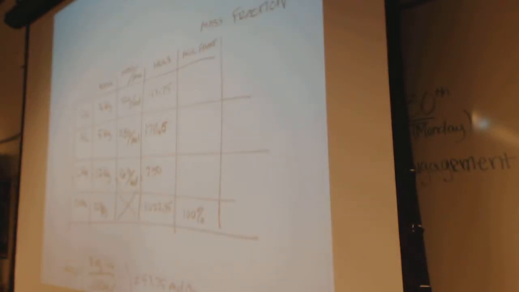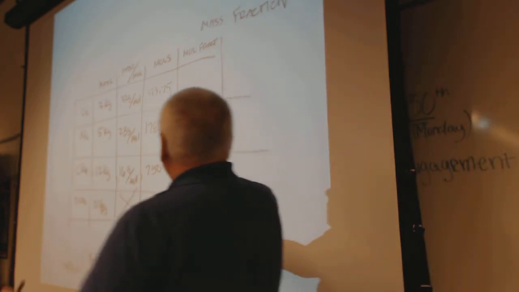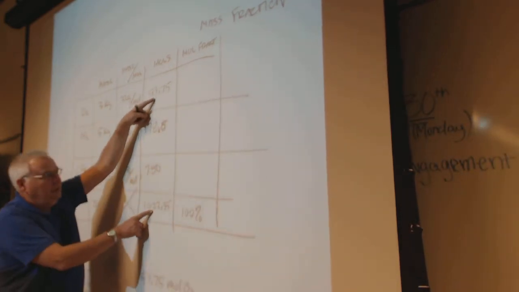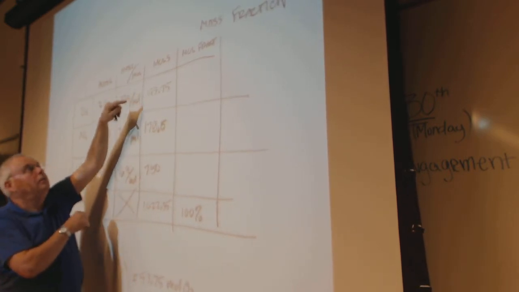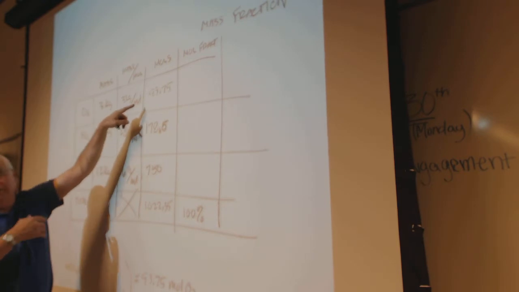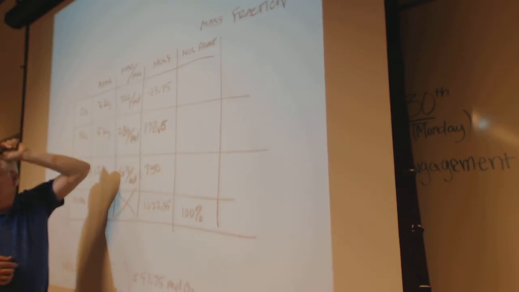So let's find the fraction. What's 93.75 divided by 1022.35? This is the total number of moles, and this is how many of them are oxygen. 9%, 9.2%.